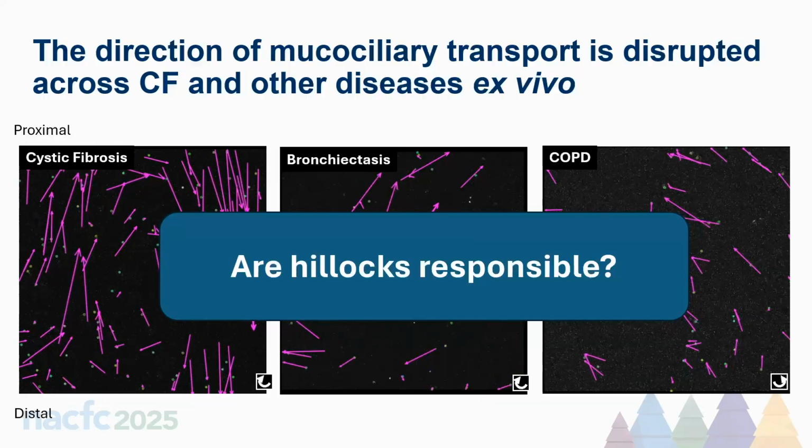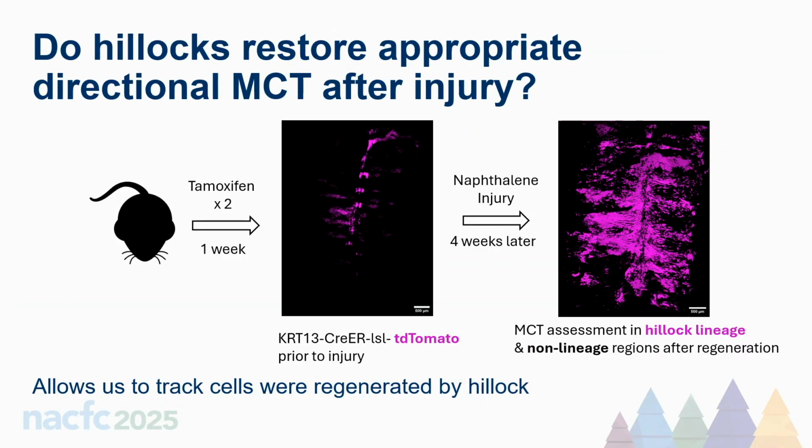Doing this in humans is challenging, but we can get back to mechanism by using our mouse models. So here we're using our keratin 13 CreER LSL tdTomato mouse. This mouse essentially allows us to trace what cells are regenerated by the hillock, as they'll express the fluorescent protein tdTomato. So we inject tamoxifen into these mice so the hillocks then express tdTomato. We then do an injury in vivo, wait 4 weeks for regeneration, and this is what you would see. You would see regions that are regenerated by the hillock, in magenta, and other regions that are not labeled, presumably regenerated by other epithelial cells or other stem cell reservoirs, here in black.